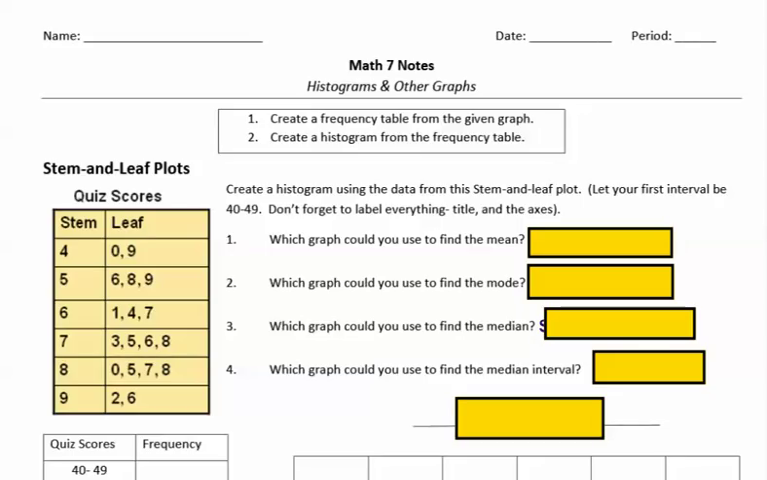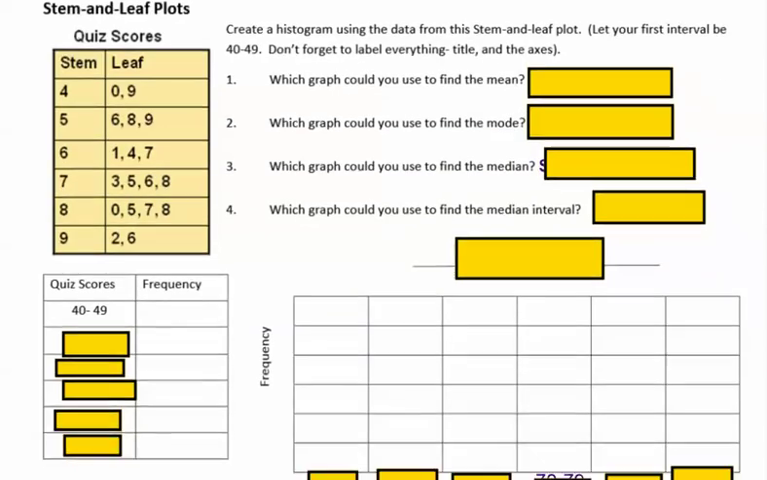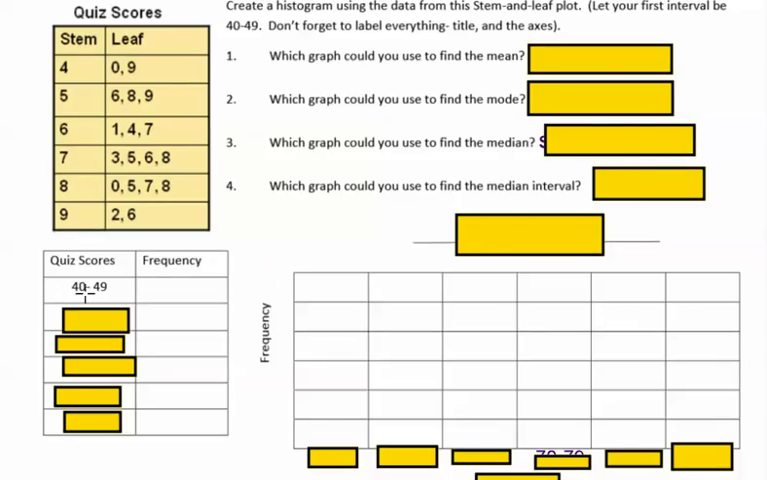Alright, next we're going to deal with histograms and other graphs. So in this first one, we are going to take the stem and leaf and create a frequency table and then a histogram from the frequency table. They give us our first interval. These are quiz scores. The first interval is 40 to 49.